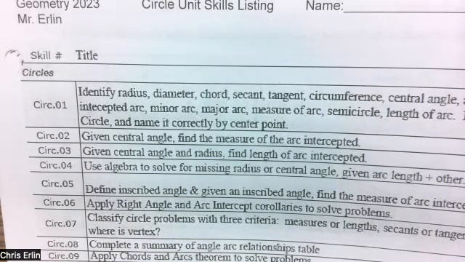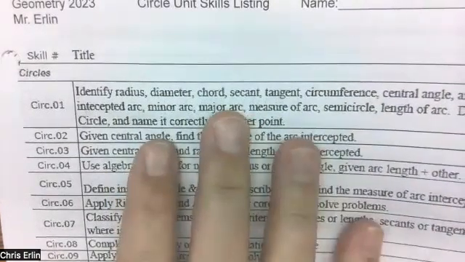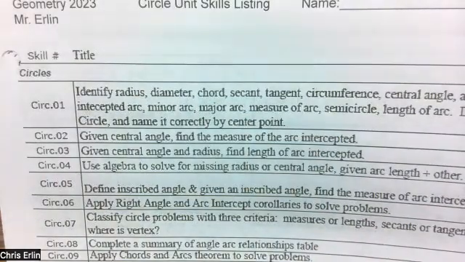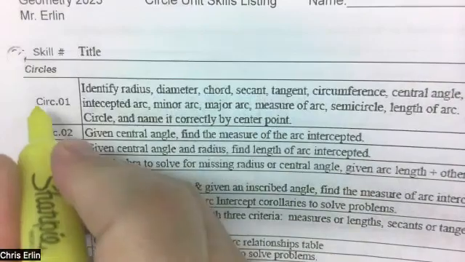What I'm handing you now is the skills listing for the entire unit. So if you're going to be independently learning this unit, this is the document you'll use to guide that learning. Let's start off by looking at the ones we've already covered. We've covered Circ 1.